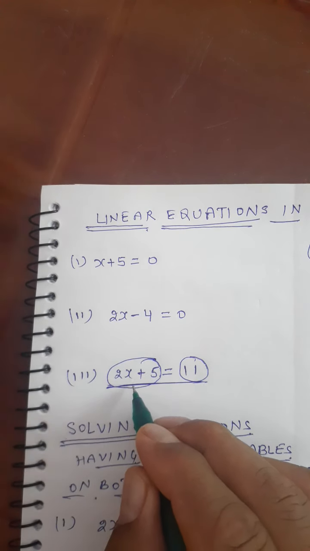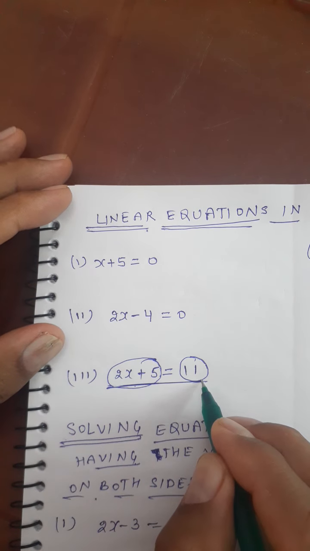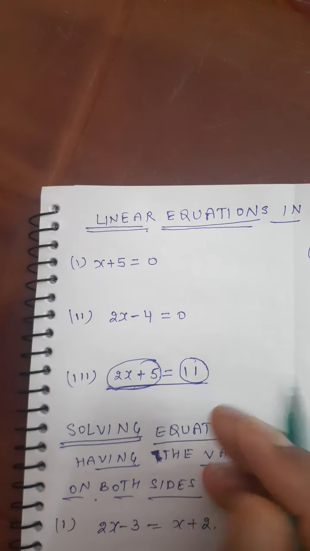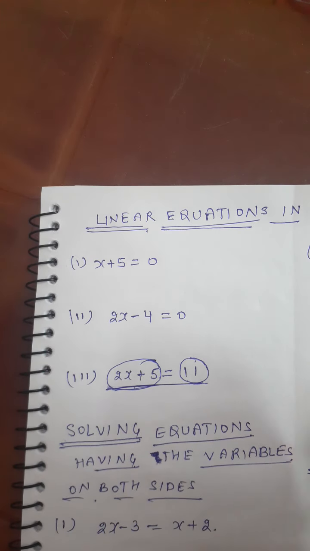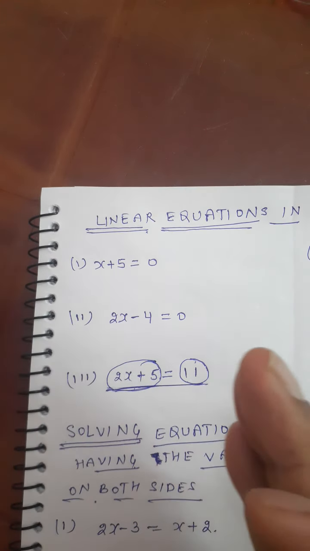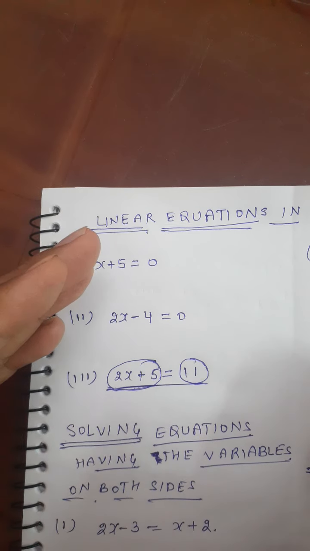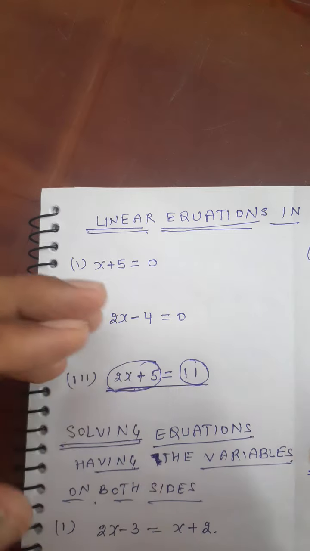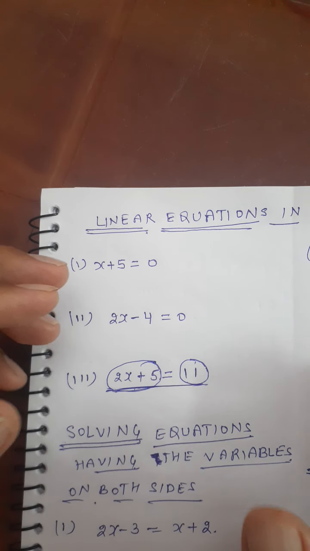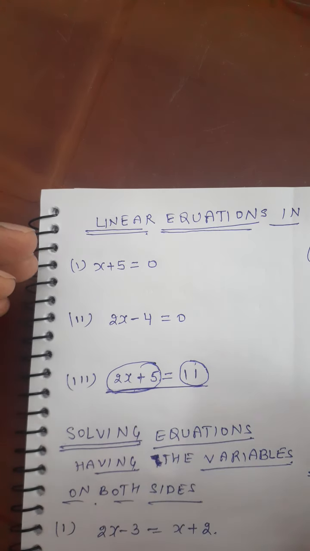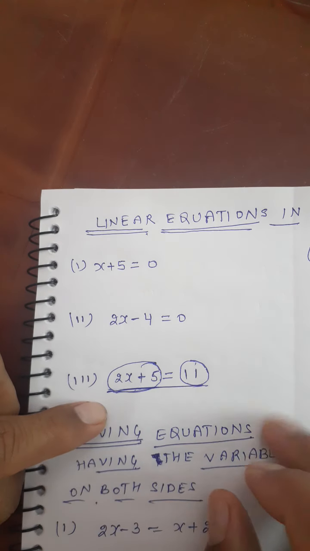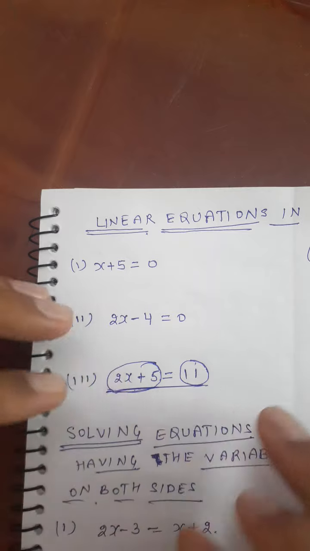This side is known as the left hand side, this is the right hand side, and we are here to find the value of x. We have some rules: if a value changes from LHS to RHS, its sign will change. If it is positive, it becomes negative on the other side. If it is negative, then it will be positive on the other side. If it is in multiplication in LHS, then it will be in division in RHS and vice versa.